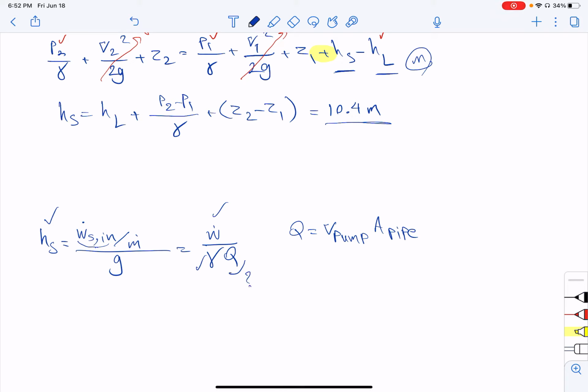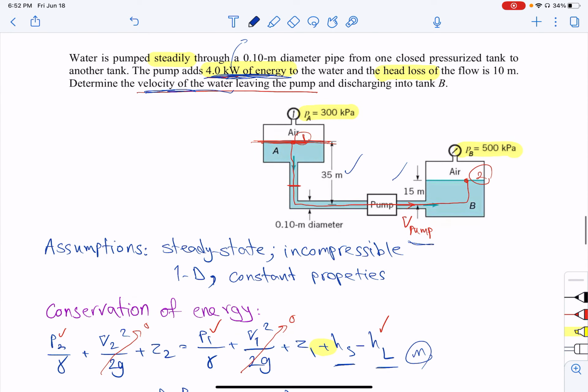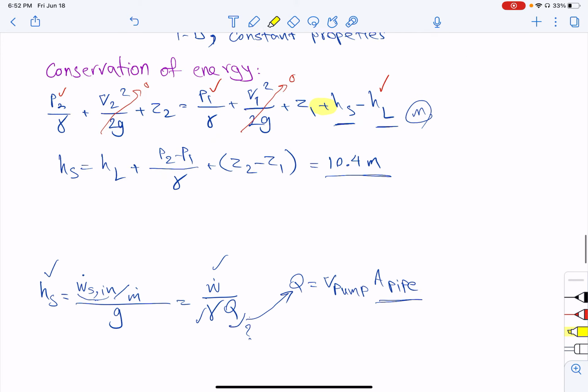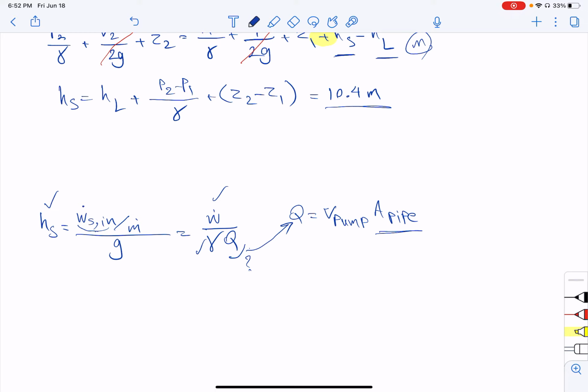And when we find Q, I'm not going to write down all of the values, but we put Q right here, and we know the area of the pipe because we know the diameter. The diameter of the pipe is 0.1 meter. So we put the area of the pipe here. We already calculated Q from this equation, so we can find the V of the pump.